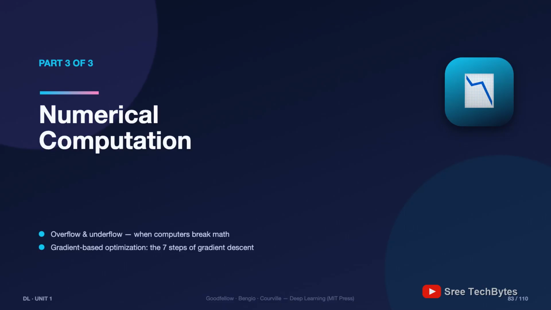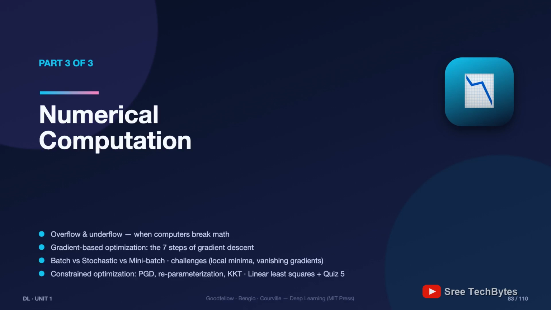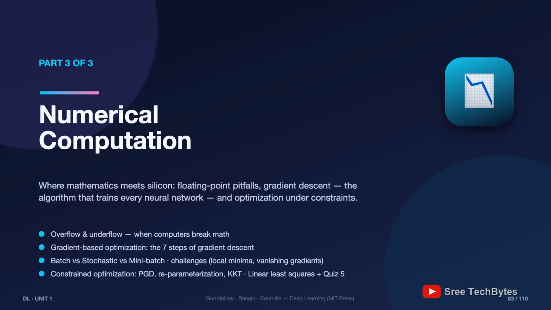First, the floating point pitfalls, overflow and underflow, including the fix used inside every classifier. Then the emotional center of the unit, gradient descent, the algorithm that trains every neural network in existence, its 7 steps, its 3 variants and the ways it fails. Then optimization under constraints: projected gradient descent, reparameterization and the KKT conditions. And a grand finale where the entire unit converges into a single problem. This is the chapter that turns math into machinery.